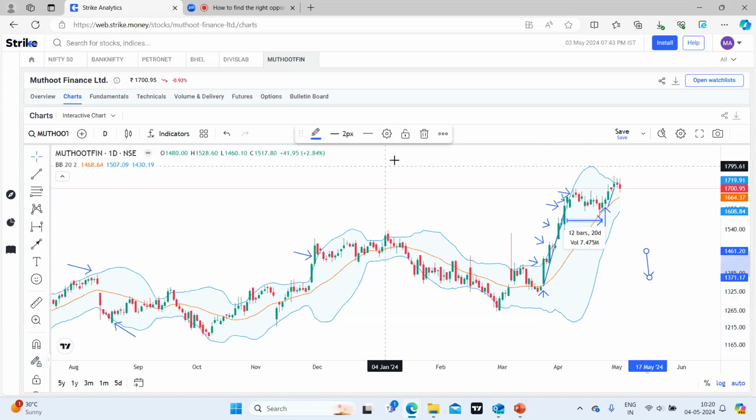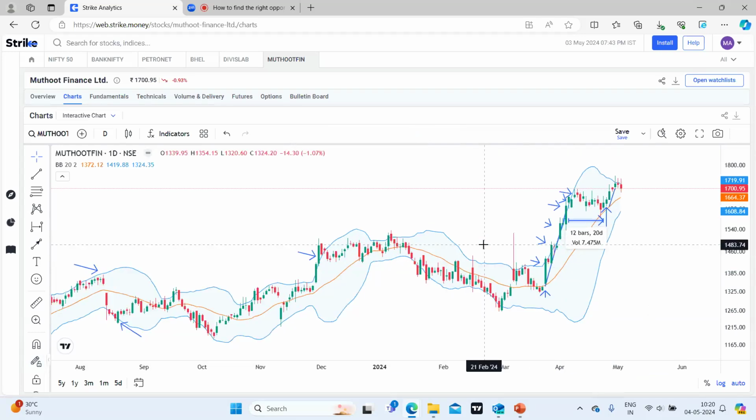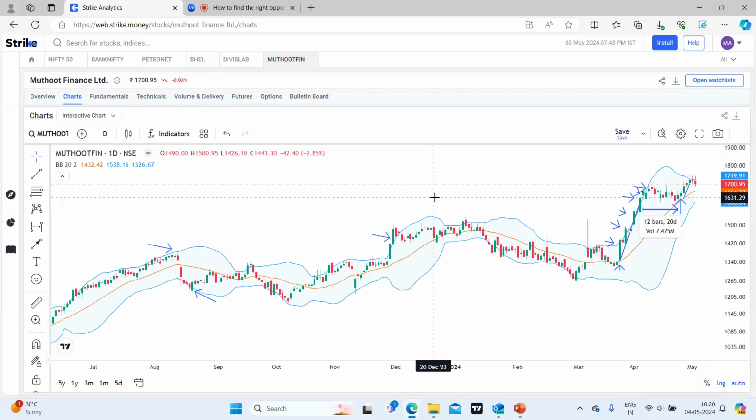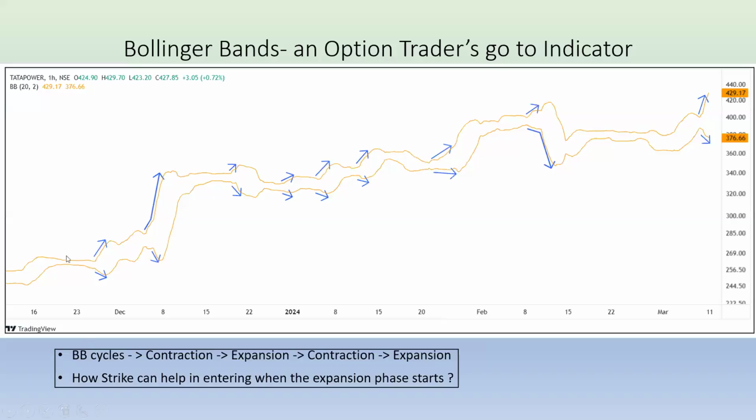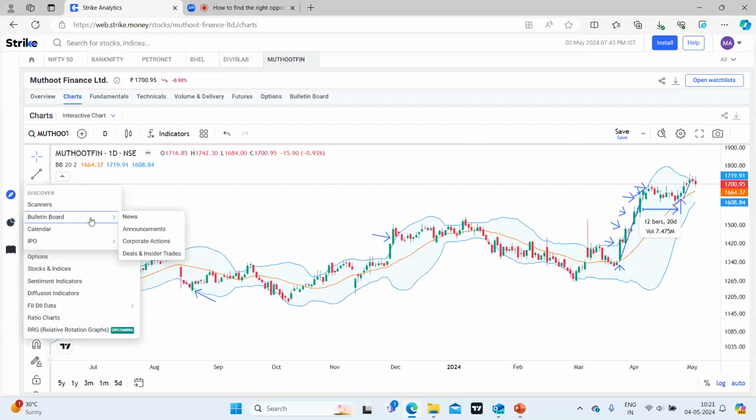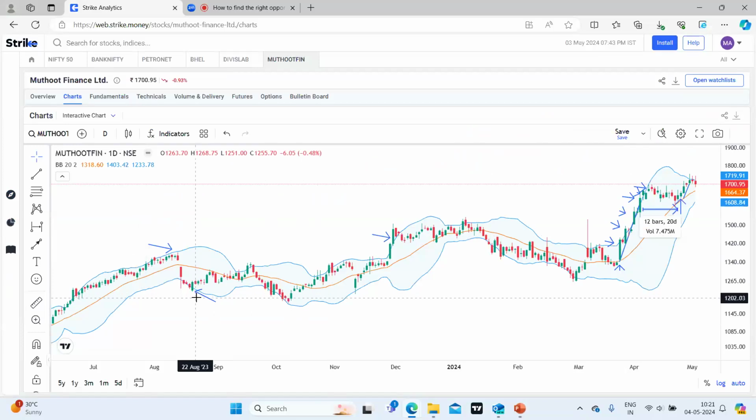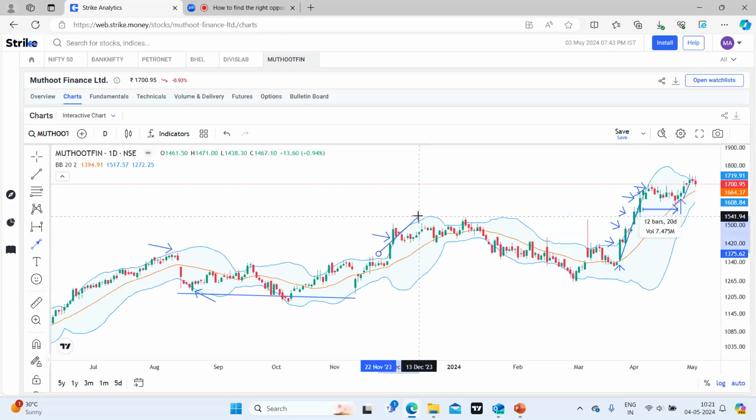identifying the momentum, because the Bollinger Band, if you look here also, is basically a cycle. If you look at the Bollinger Bands, it goes into contraction mode, then expansion mode, contraction mode, expansion mode, right? Here also, look, it is going into contraction mode. This is basically a range, right? Roughly up to here is a contraction mode, right? Then this goes into expansion mode here, right?